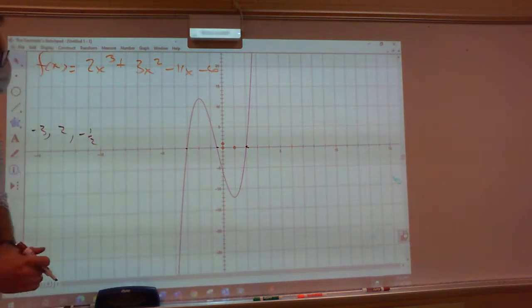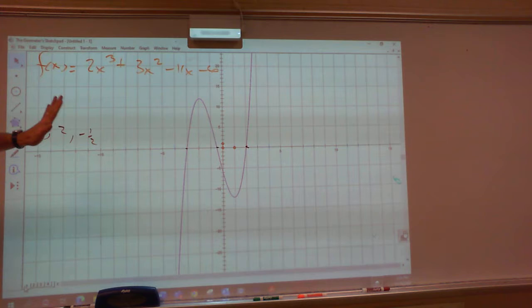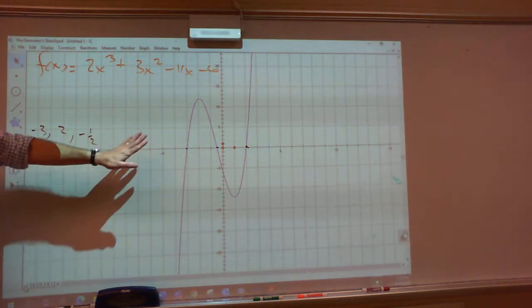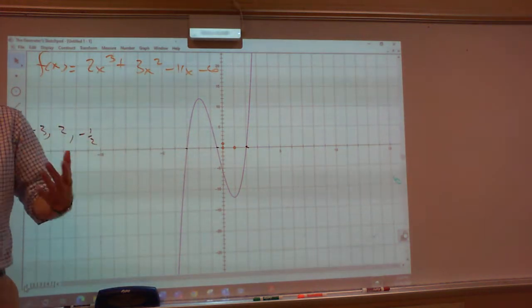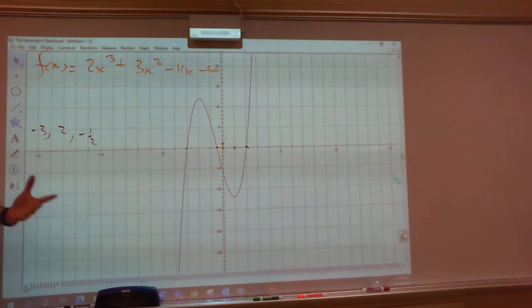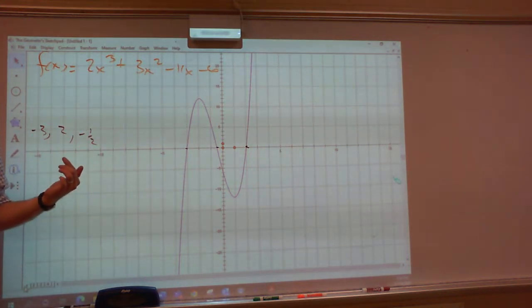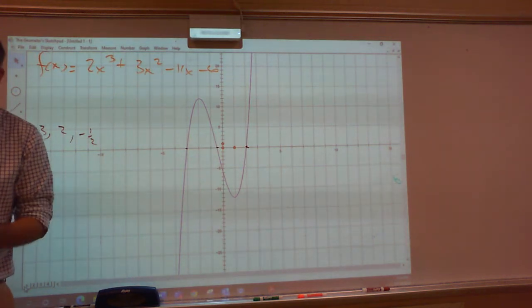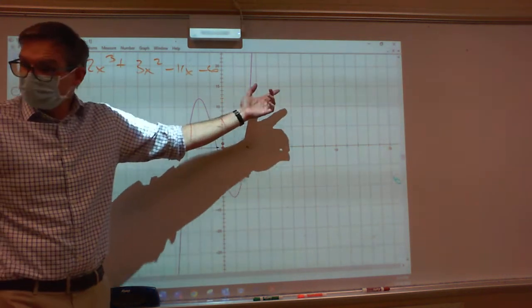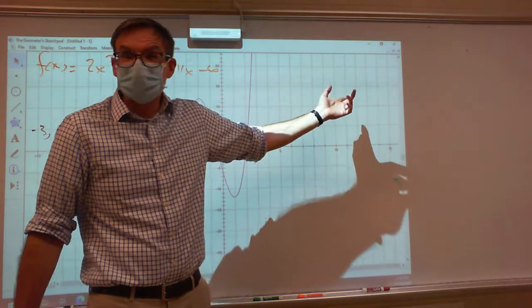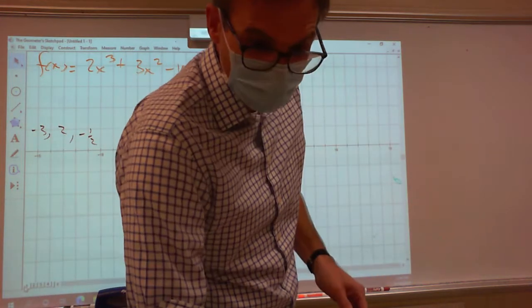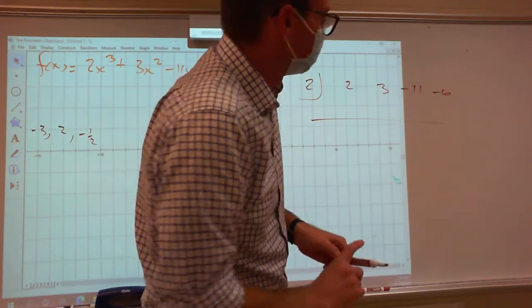But the point is, with this graph, we're at least confident in some numbers, right? So based on this, it looks like 2 should work, right? So how do we test to see if 2 works? You plug it in for x. You plug it in the synthetic division, right? So everybody do that. Write down your synthetic division.